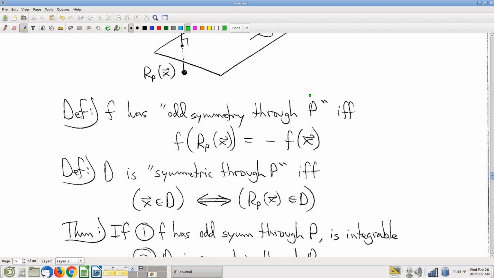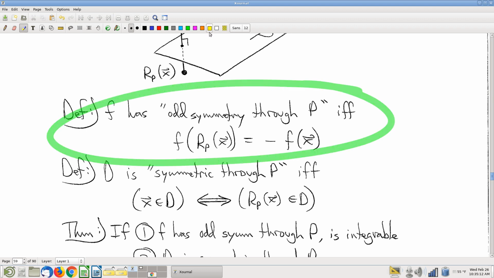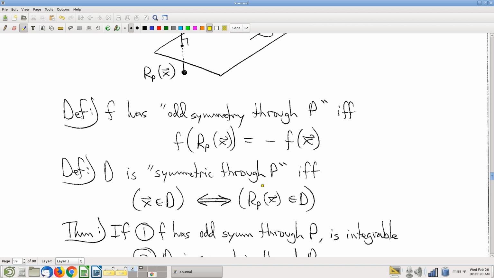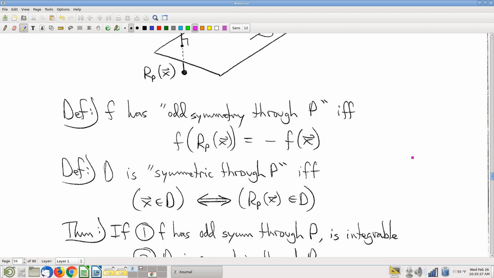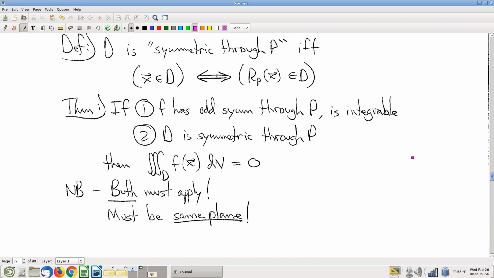Analogous, we have the notion of odd symmetry. Odd symmetry just means that you get a minus sign on the function when you reflect. We can talk about what it means for a domain to be symmetric. Just like it meant in the two-dimensional case, it means that a point is in your set if and only if the reflection is in the set. Same idea. And we get a highly analogous theorem.